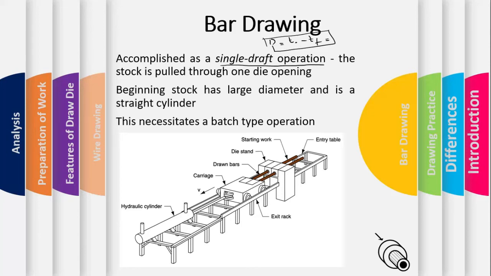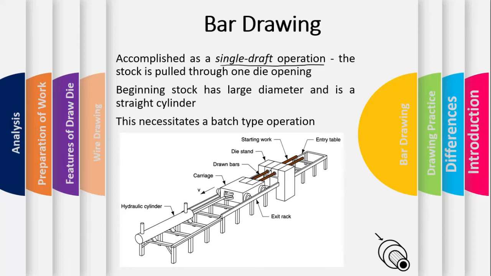So draft is whatever we are achieving or changing in the dimension in a single pass. It is performed as a single draft operation, meaning the bar drawing will always have a single pass. It will pass only one time, that's it. The stock is pulled through one die opening.